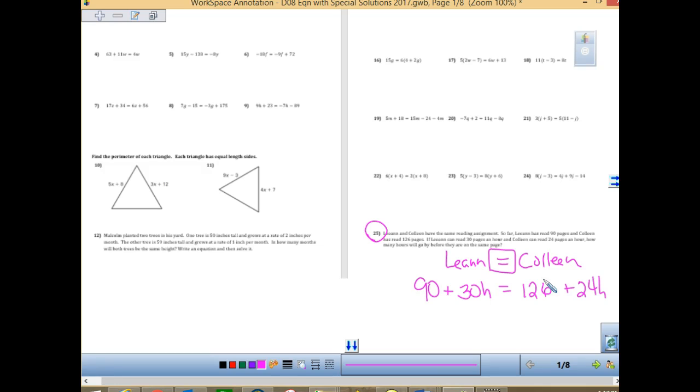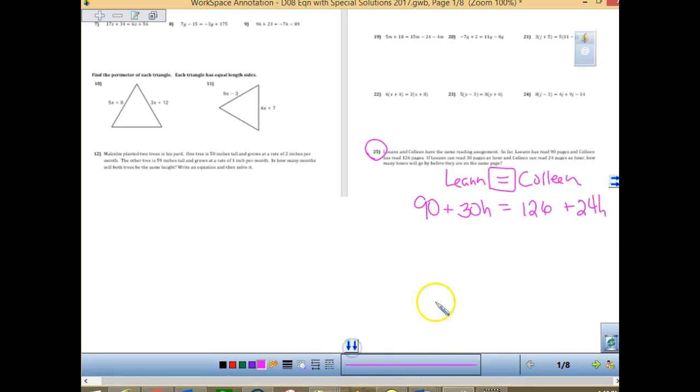First step is you want to get all the variables on the same side. So we want to get all of our h's on one side. What would you do, Hunter, to get all the variables on one side? Minus 24. Okay, minus 24h. Make sure you're keeping that variable with it. We're going to subtract 24h. So everyone should be doing this in this question as we finish.